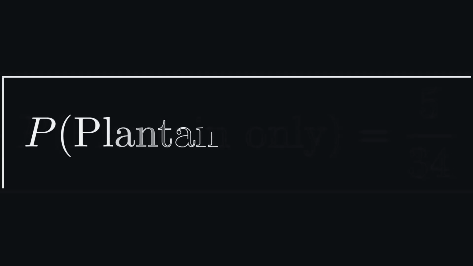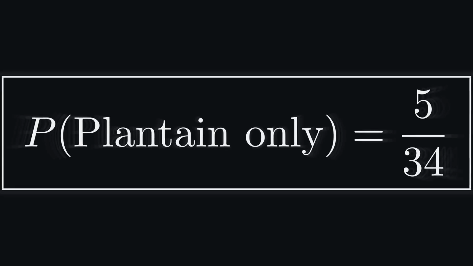And the probability of selecting a woman who sells plantain only is 5 out of 34.